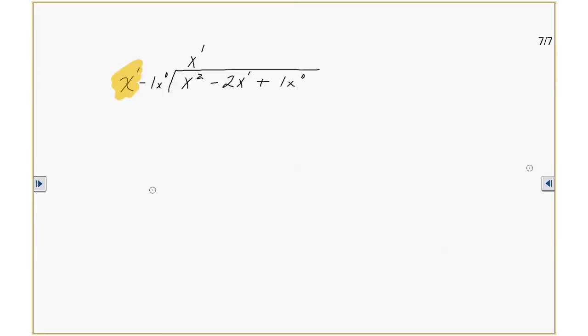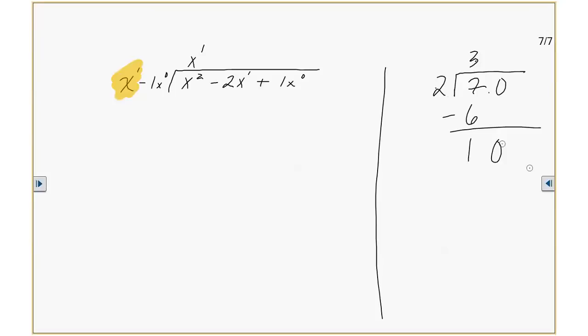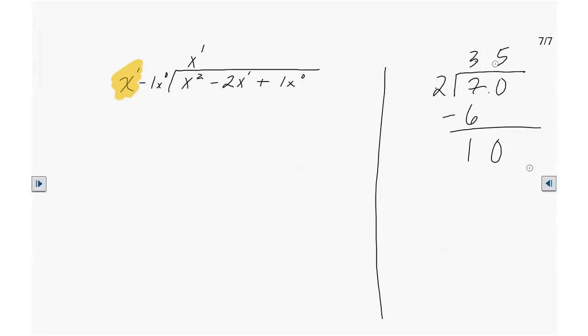Now let's go back to pre-algebra, or go back to basic math. 2 will go into 7 3 times. 3 times 2 is 6, and you always subtract. 1, add a remainder. 2 will go into 10 5 times, and that's 10 with 0 remainder.